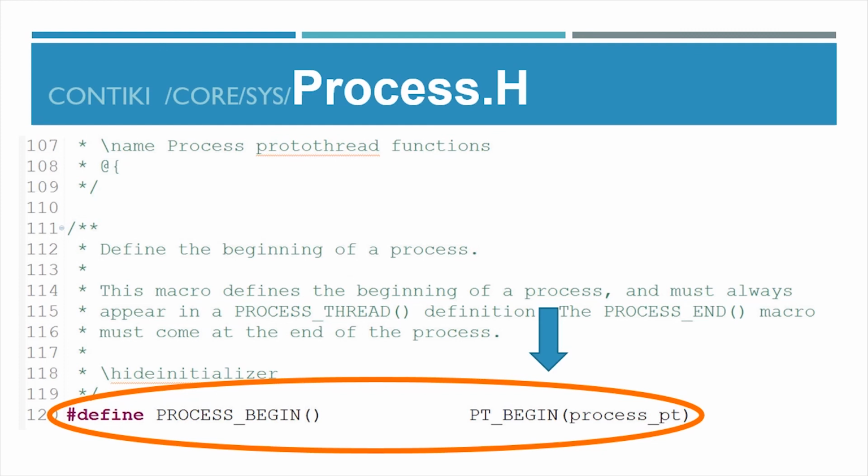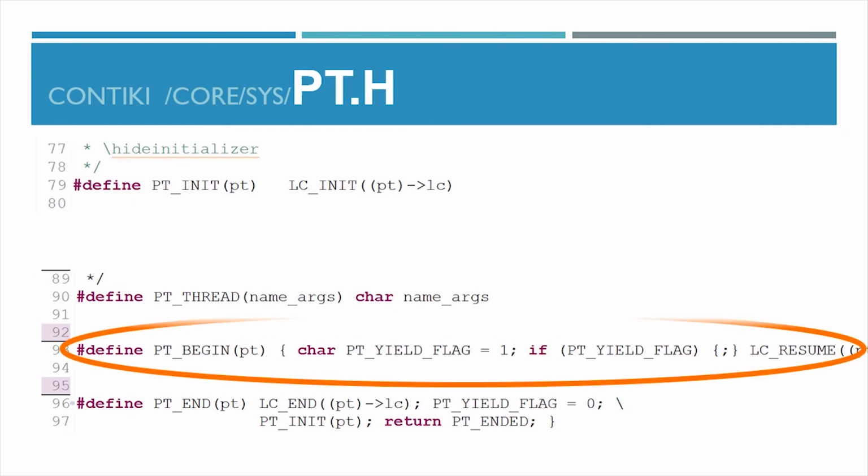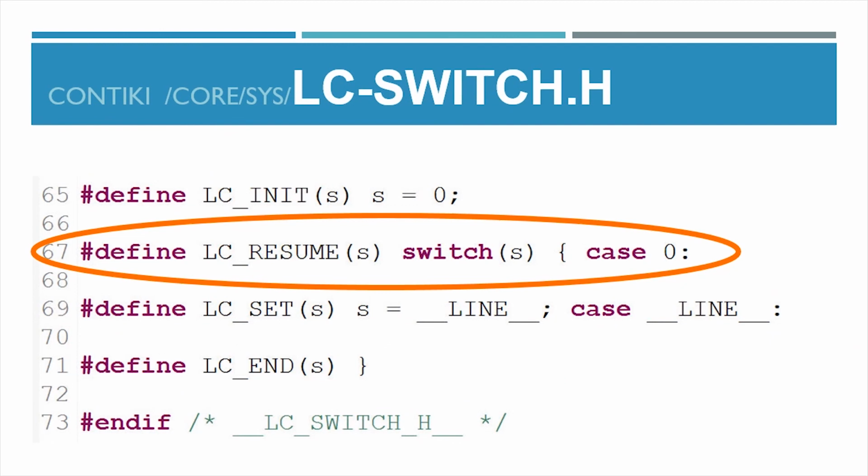This is noteworthy since we need to understand local continuations, as they implement protothreads and capture the function state. Local continuations form the basis for implementing protothreads. A local continuation can be set in a specific function to capture the state of the function. After a local continuation has been set, it can be resumed in order to restore the state of the function at the point where the local continuation was set.